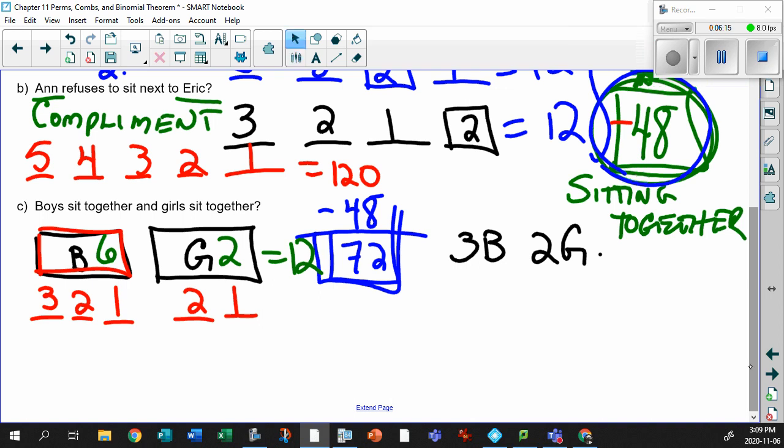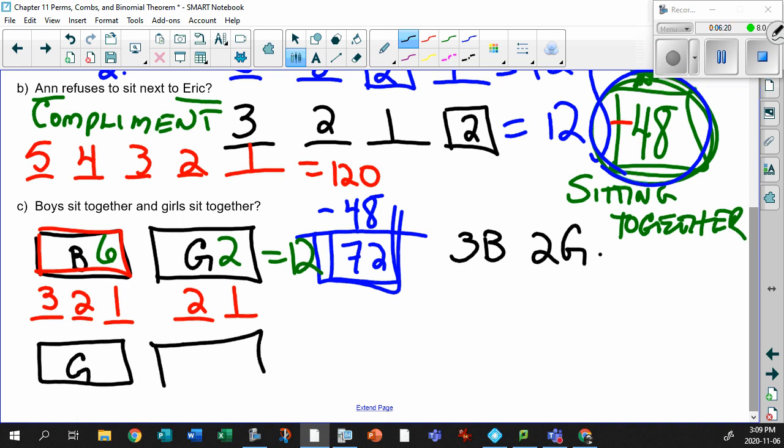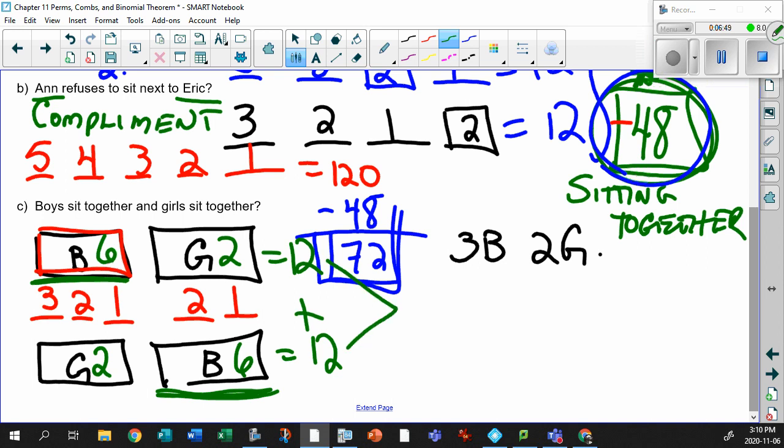But what if the girls are on the left and the boys are on the right? Well, the arrangements don't change. There's still only 2 arrangements for the girls, and of course there's 6 arrangements for the boys. So 2 times 6 also gives you 12. Is this an and or an or? You can have the boys on the left or the boys on the right, which means you add this. So a total of 24 arrangements.